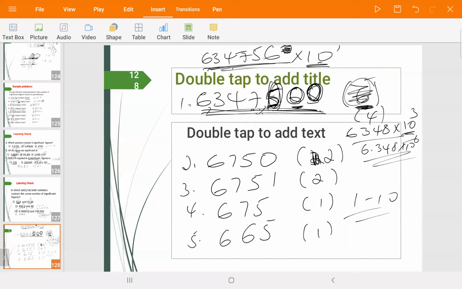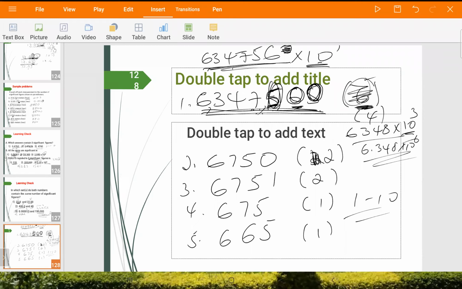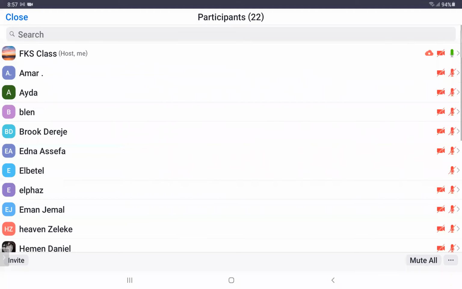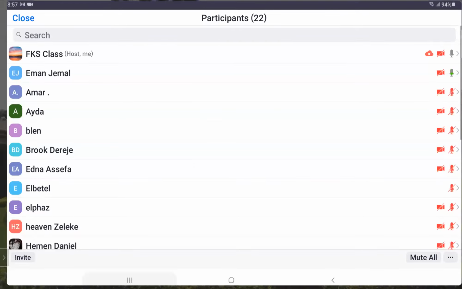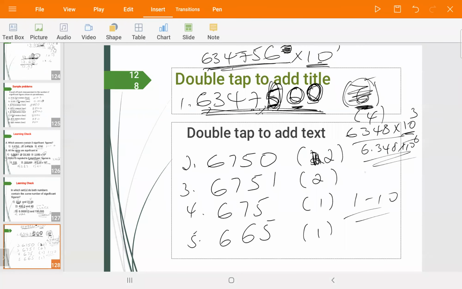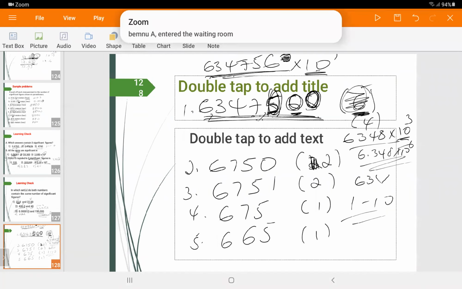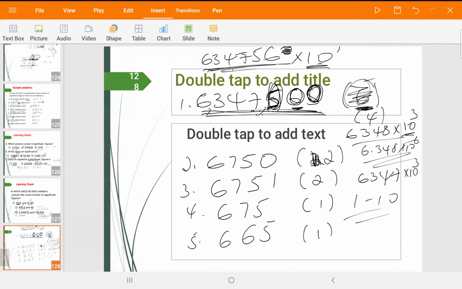6,347,500. If you are asked to round to 4 significant figures, what will be your answer? 6,347 times 10 to the power of 3. Excellent.